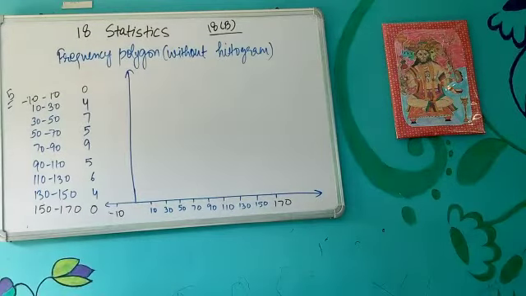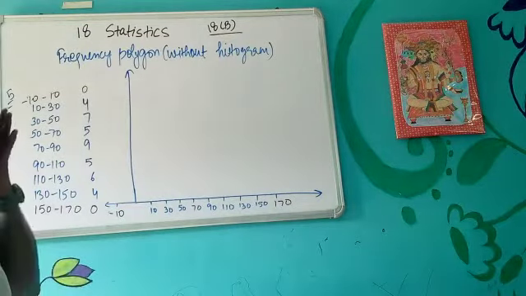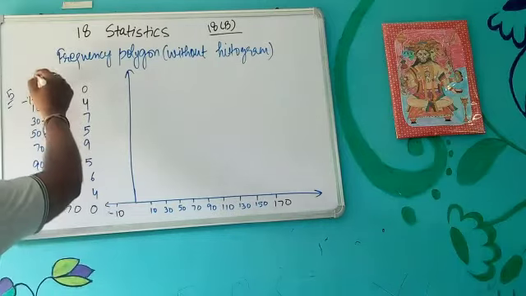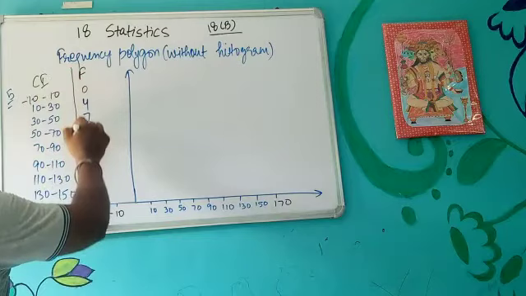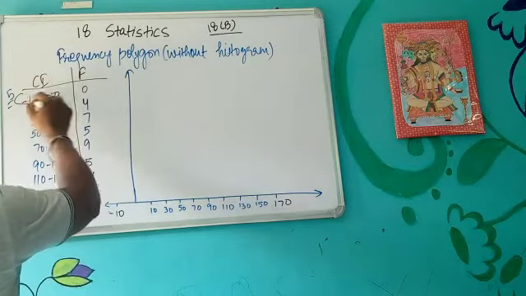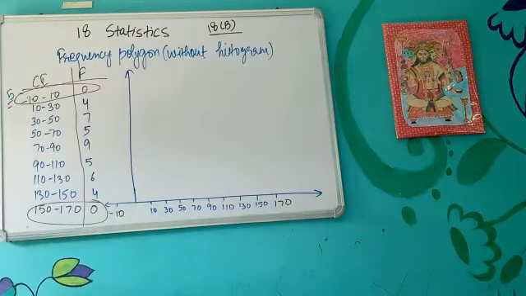Now suppose you want to construct the frequency polygon without using the histogram. Then what you can do, suppose this is my data, these are the class intervals and this is the frequency. First, I have added two intervals, one in the beginning and one in the last, with the frequency as 0.